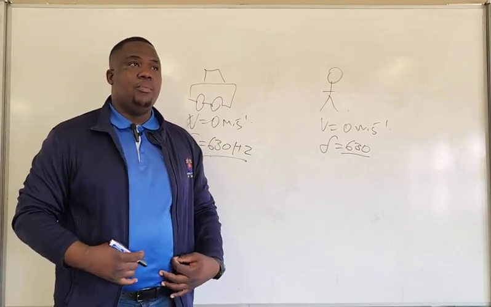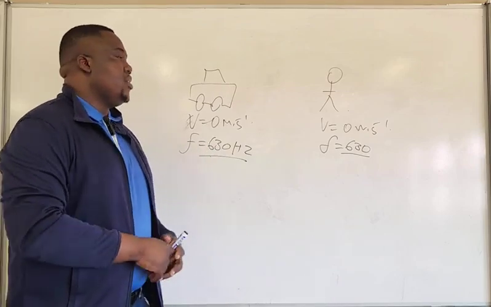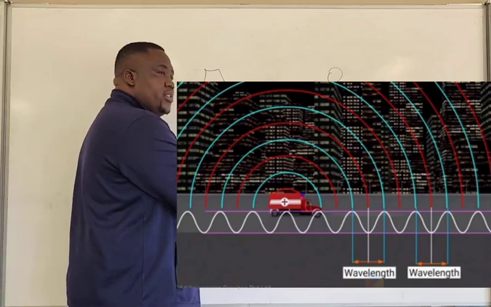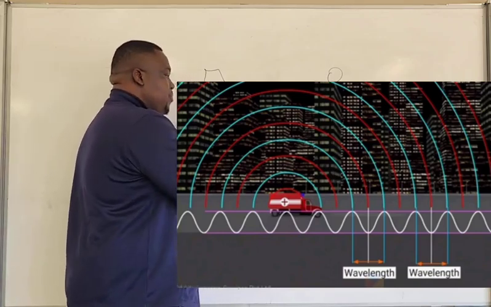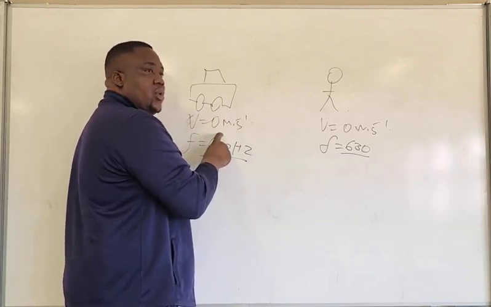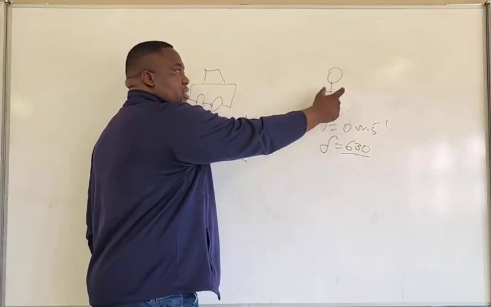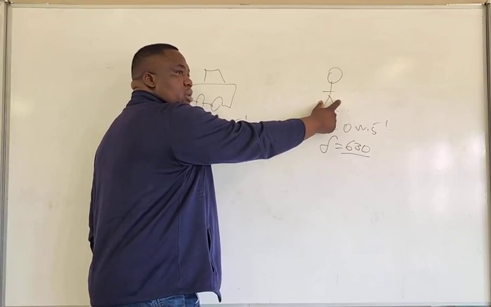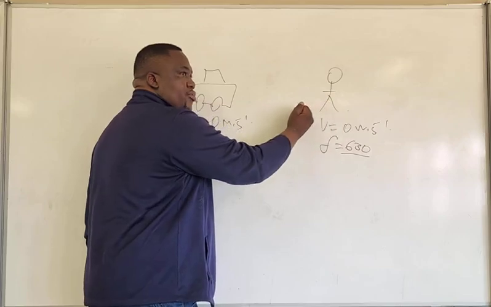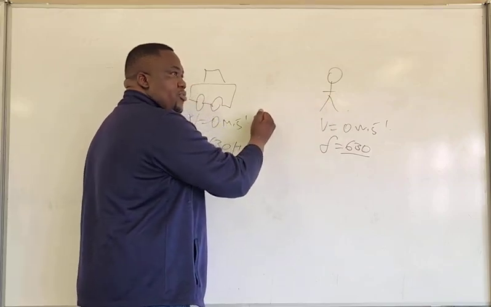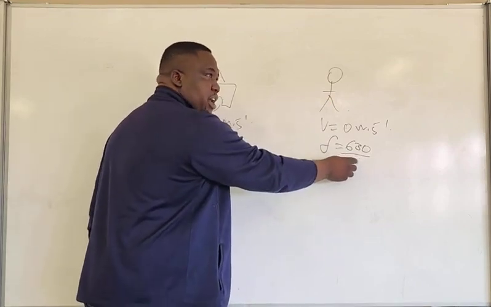They are not moving. So you need to take note that when the source is not moving and the listener is not moving, the frequency that is going to be produced by this source is the exact frequency that this listener is going to perceive. But when one starts to move, what is going to happen? This frequency is going to change.